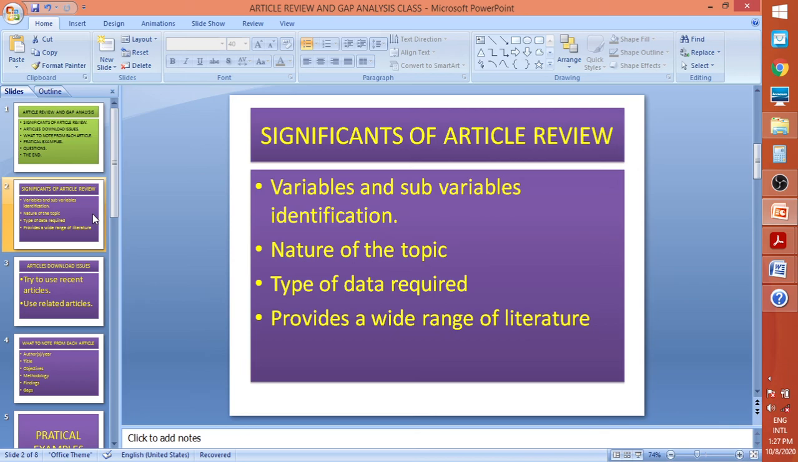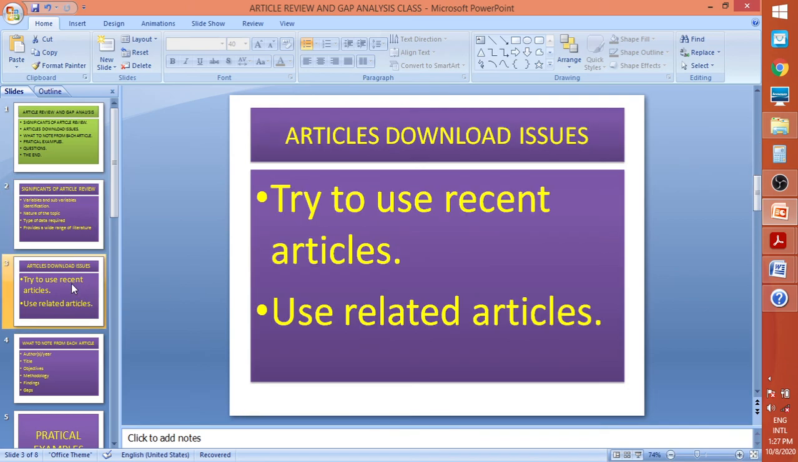And finally, it provides a wide range of literature. By the time you're done with the article review, you should have come across a lot of literature which you possibly will be using, or you should have ideas from to develop yours. So the next thing we'll look at is the article download issues. There are so many issues which we encounter.